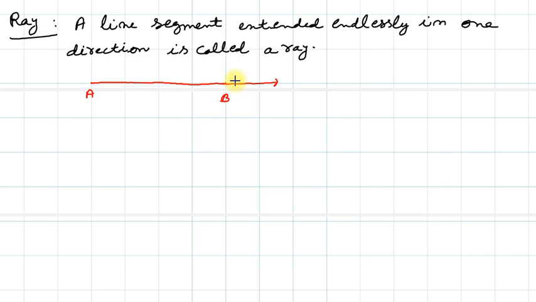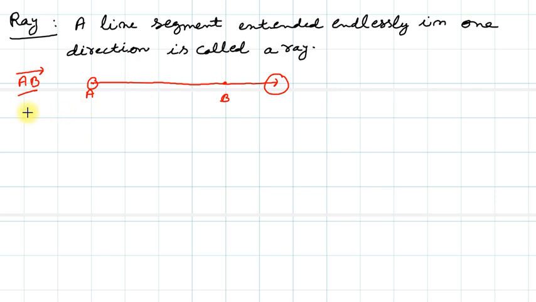So how will we represent it? We will represent a ray like a line segment, but putting the sign of an arrow overhead AB, right? So this is a ray. We just draw it like a line segment, but show the endlessness by the arrow, and hence we represent it by putting an arrow over AB, right? So a ray AB has one endpoint, namely A.